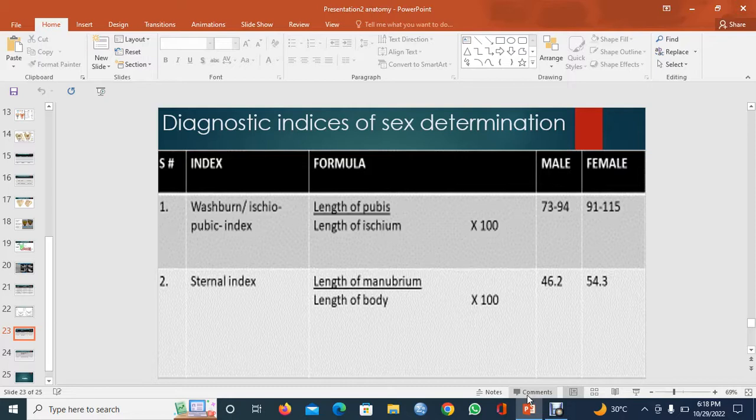Similarly, the sternal index is also a reliable index in sex determination, and that is the length of the manubrium over the length of the body of the sternum multiplied by 100, which gives, in case of male, about 46.2, and in case of female, about 54.3.